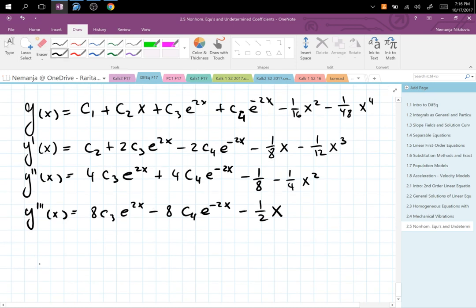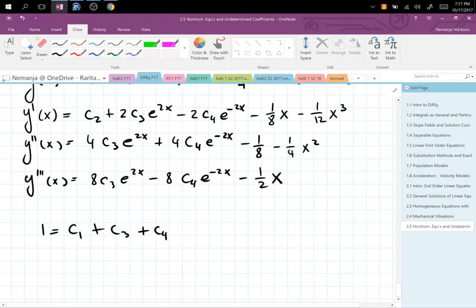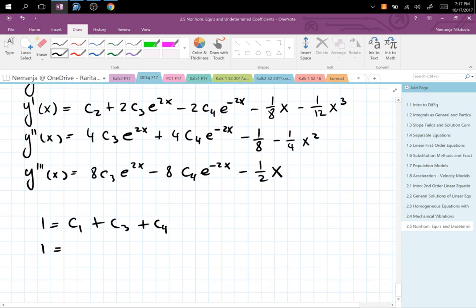So starting with the first, y of 0 is 1. So 1 is equal to C1. This one is 0, so it dies. This is plus C3 plus C4. 0, 0, they all die. Great. Next one, also 1. C2 survives, plus 2C3 minus 2C4. This dies, this dies. Good.